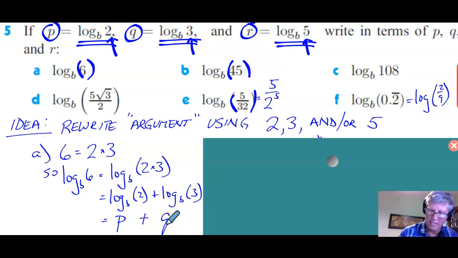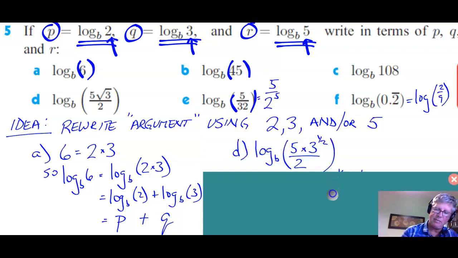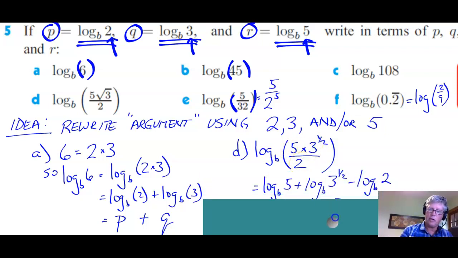All right, seems easy. Let's try D. Well, D is pretty cool because I already have a 5, a 3, and a 2. So now I just have to pay attention to my rules. I took the square root, made it 1/2. Do you see how this is multiplied by this and divided by this? I want you to really quickly learn that you can do this all in one step. So positive, positive, negative. And these two are going to be added, and then we're going to subtract that. So I can do all this in one step. Feel free to do that.